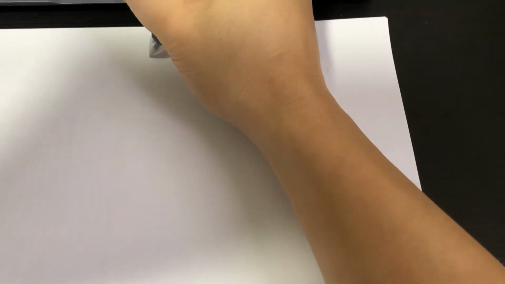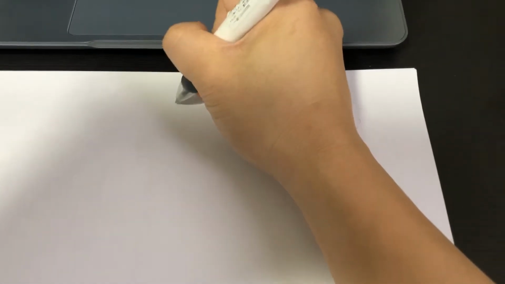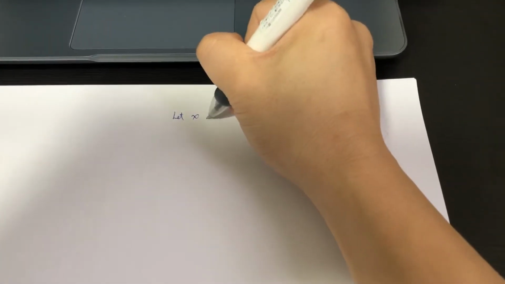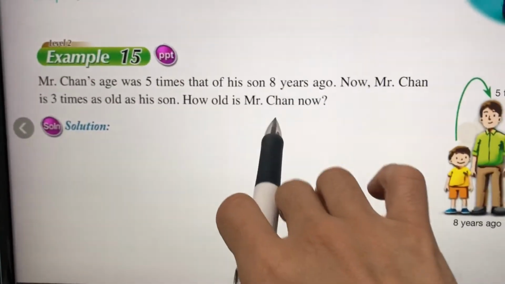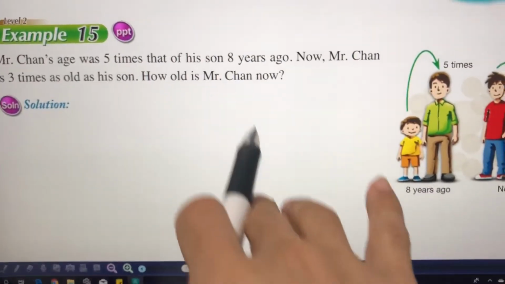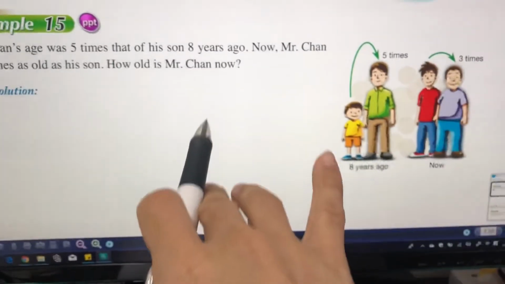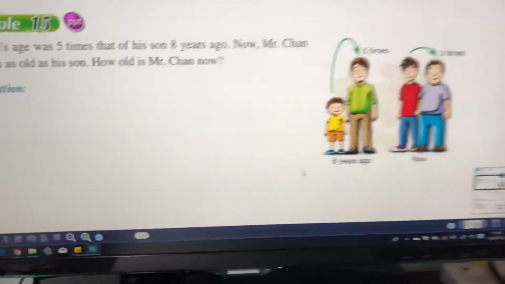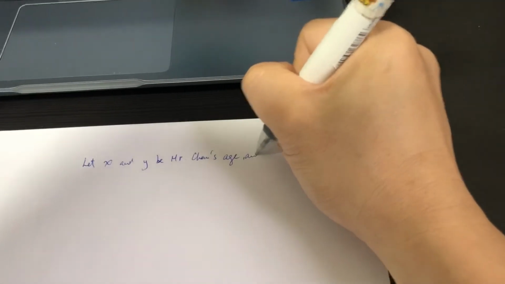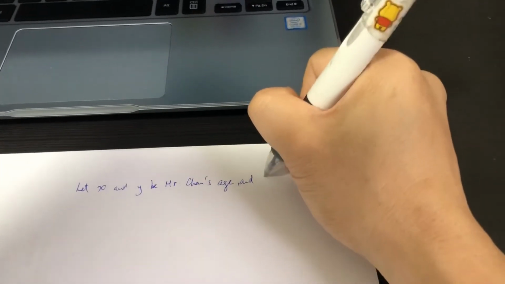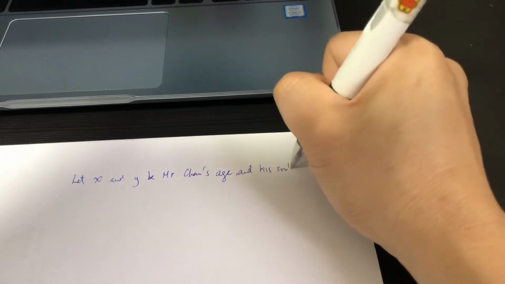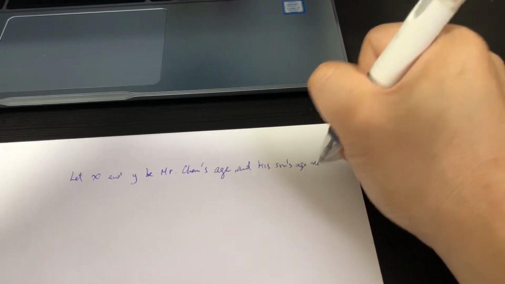First of all, we try to do the question on the right hand side. We write the two unknowns out, so let x and y. Finally you should find the age of Mr. Chan, so the related quantity of Mr. Chan's age should be his son's age. So we let x be Mr. Chan's age and y be his son's age respectively.